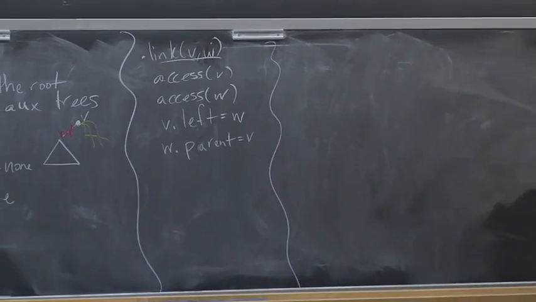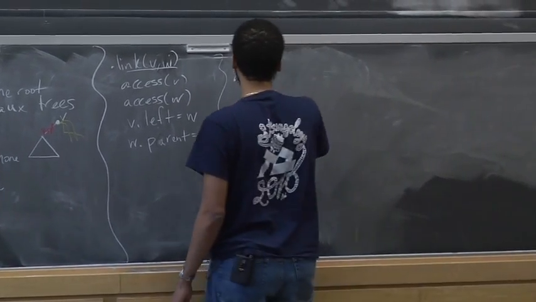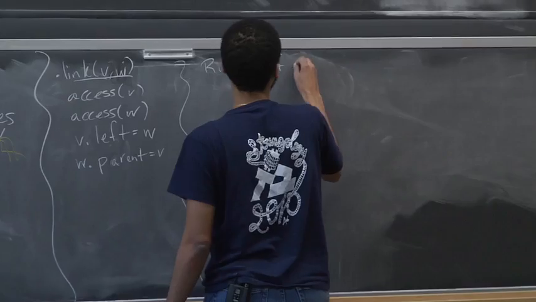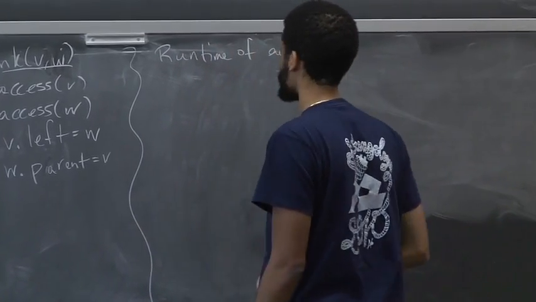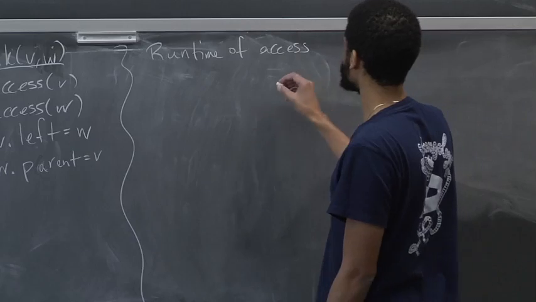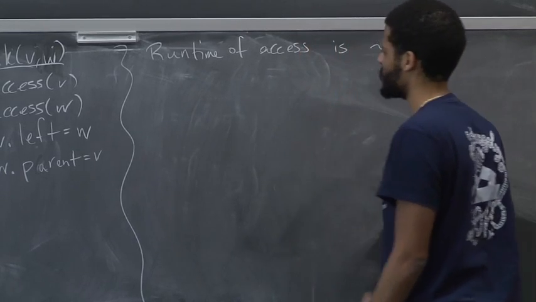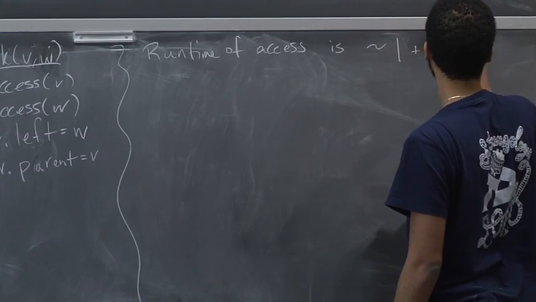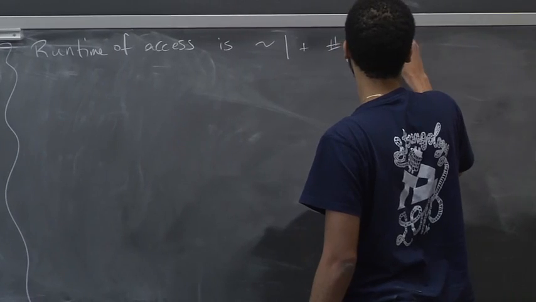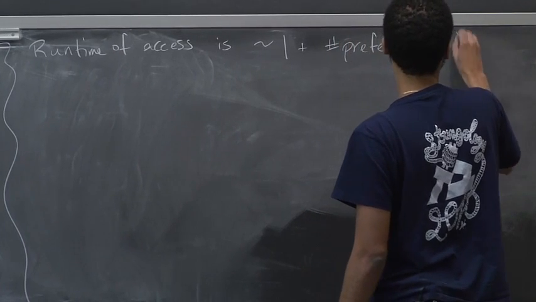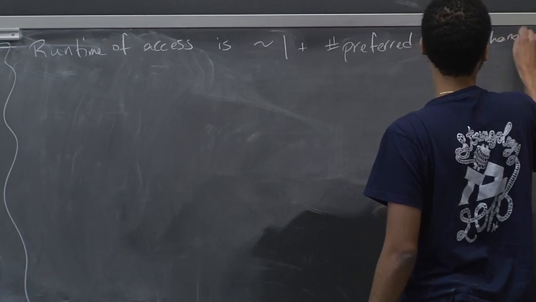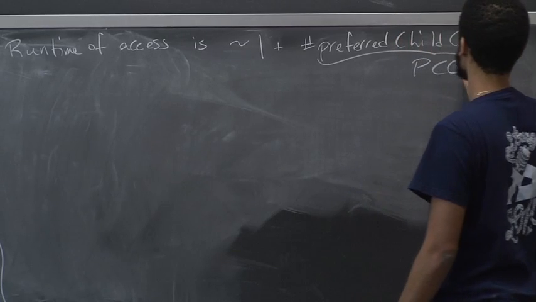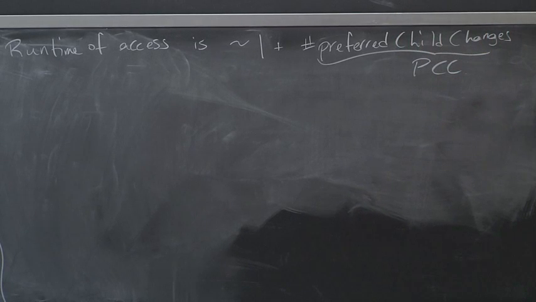What we said last time is that the runtime of access is proportional to maybe something like 1 plus the number of preferred child changes. Let me call this PCC. Okay?